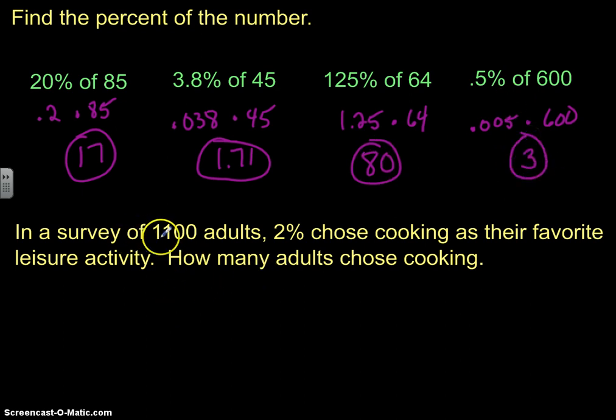Okay, word problem. In a survey of 1,100 adults, 2% chose cooking as their favorite leisure activity. How many adults chose cooking? Okay, well, it's just 2% of 1,100. So change 2% to a decimal. That is 0.02 times 1,100. That's going to equal 22. And 22 adults chose cooking.